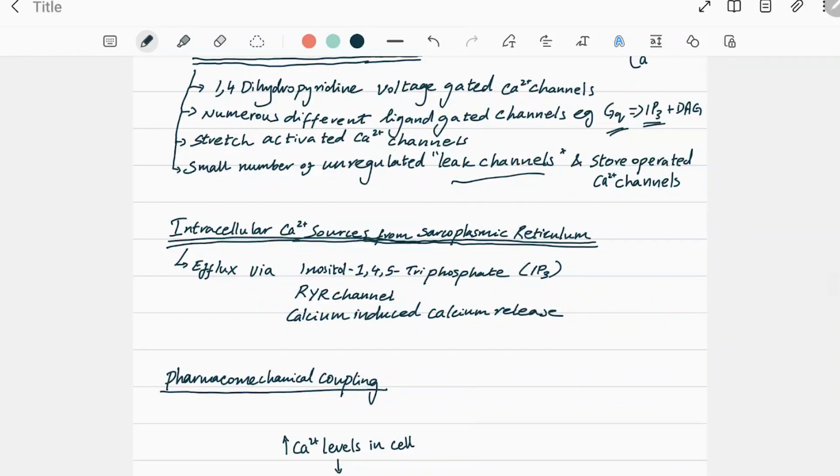So you have the IP3 I told you about, which is made, and this IP3 will go to your smooth endoplasmic reticulum, releasing more calcium from that.